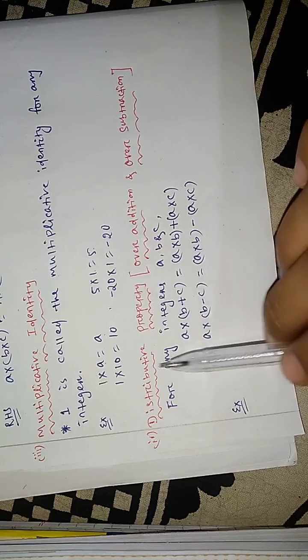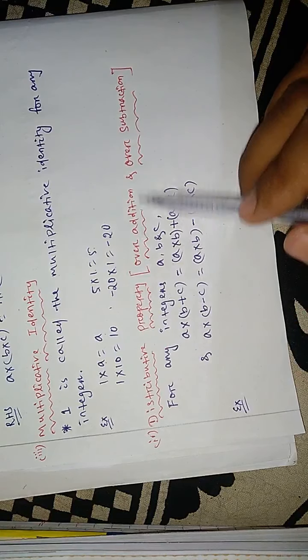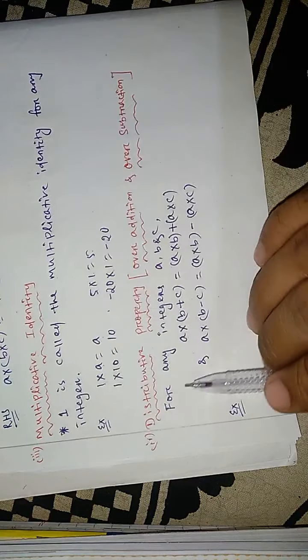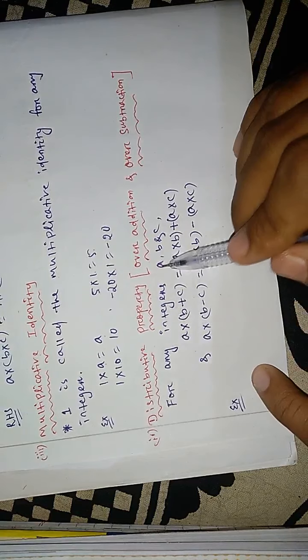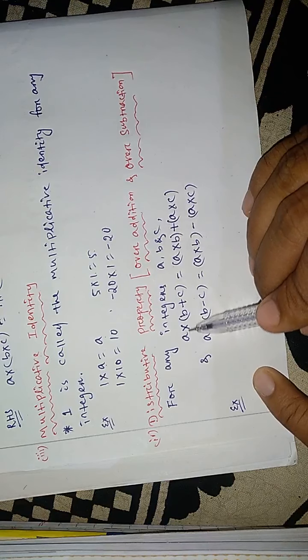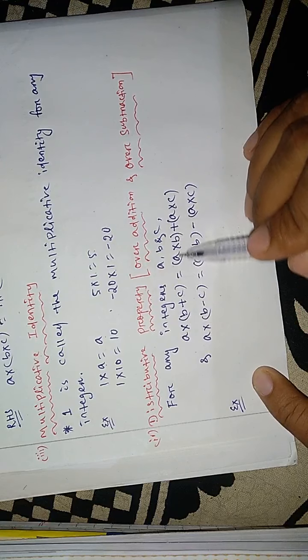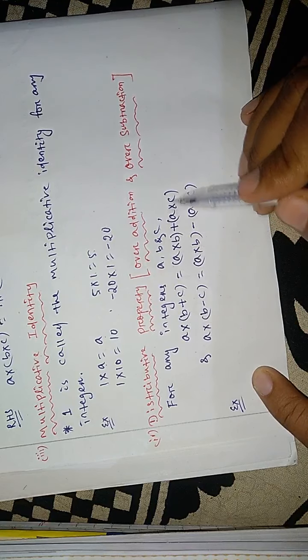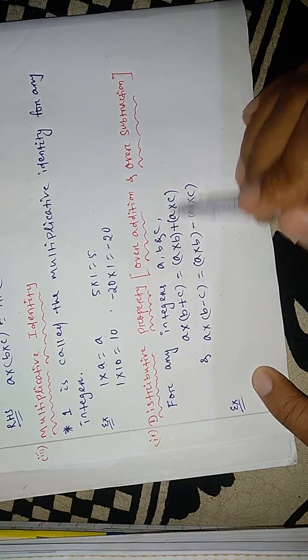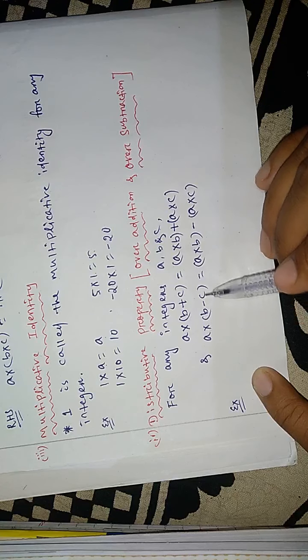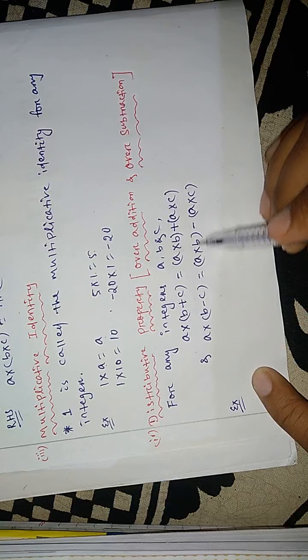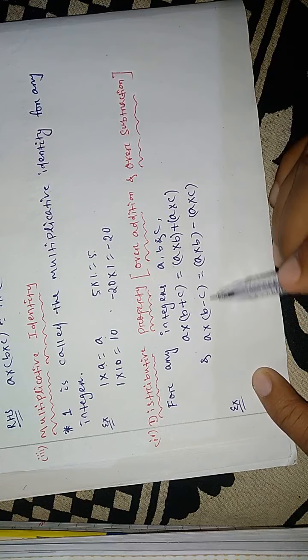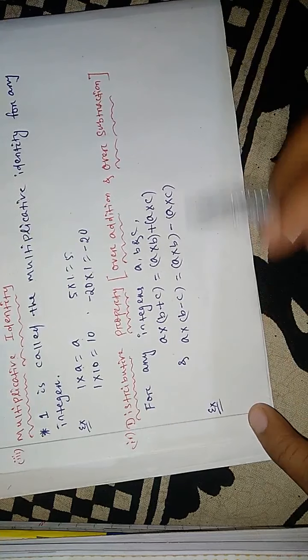Next is the distributive property over addition and subtraction. For any integers A, B and C, A into (B plus C) is equal to A into B plus A into C. This is called the distributive property over addition. And A into (B minus C) is equal to A into B minus A into C. And this is called the distributive property over subtraction.